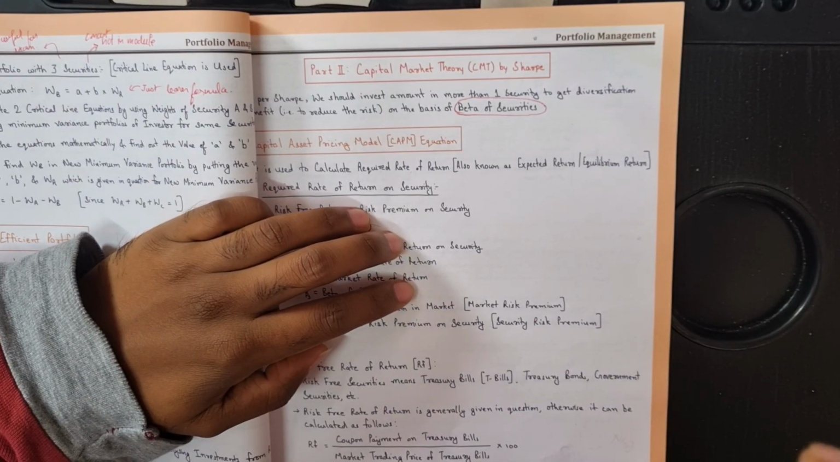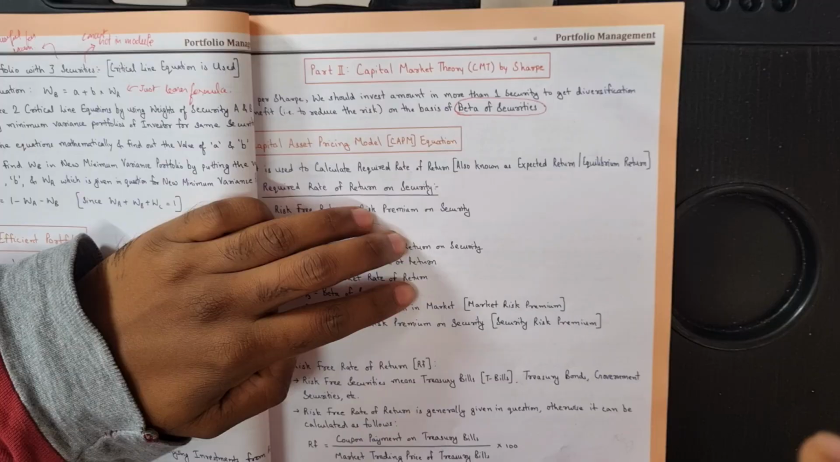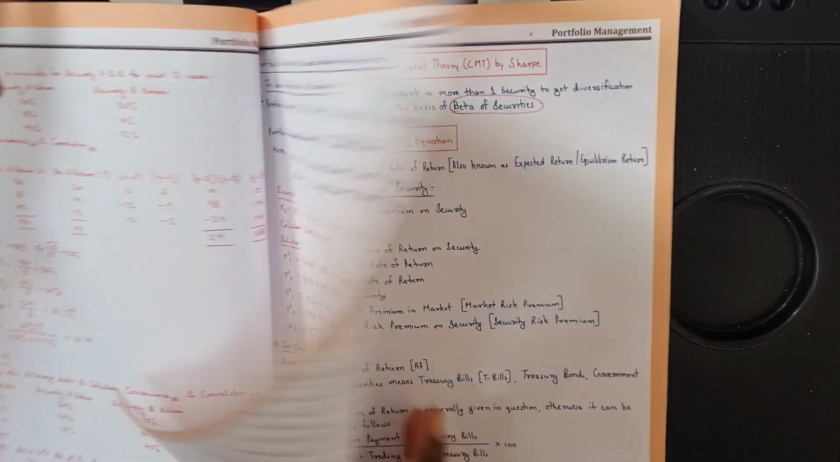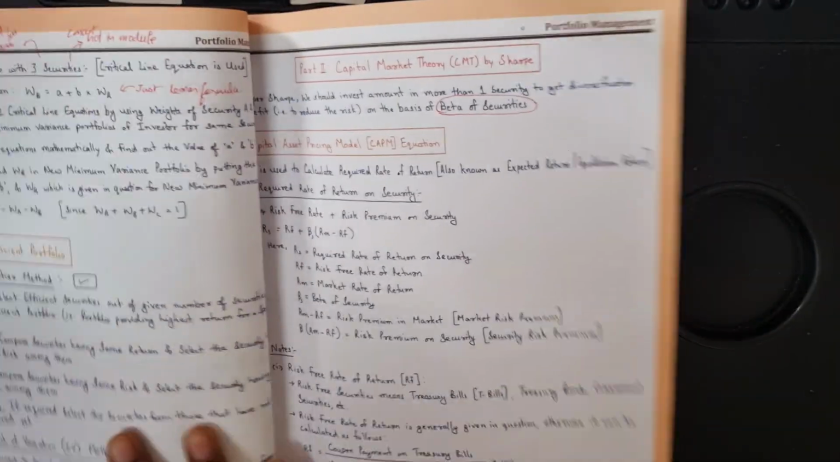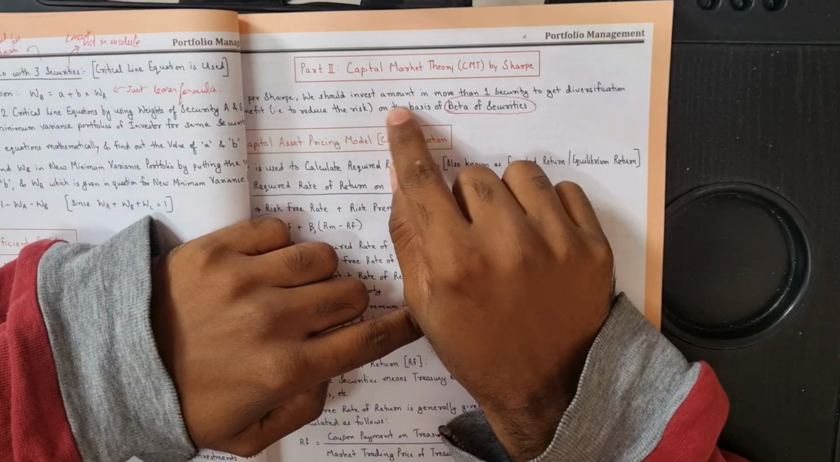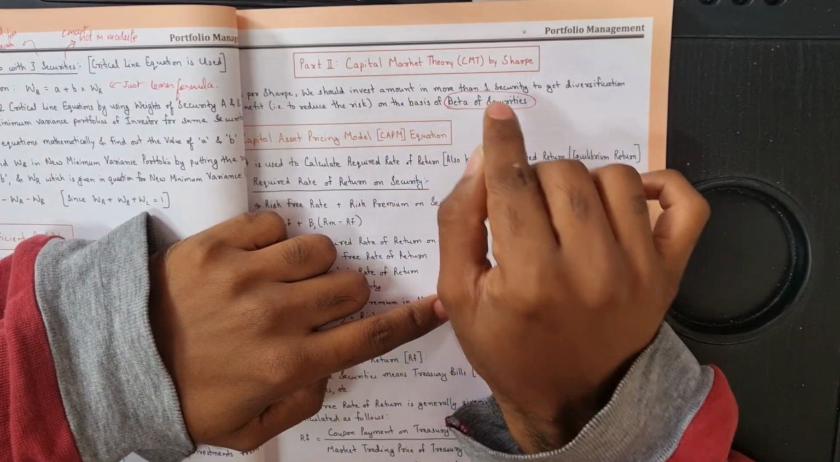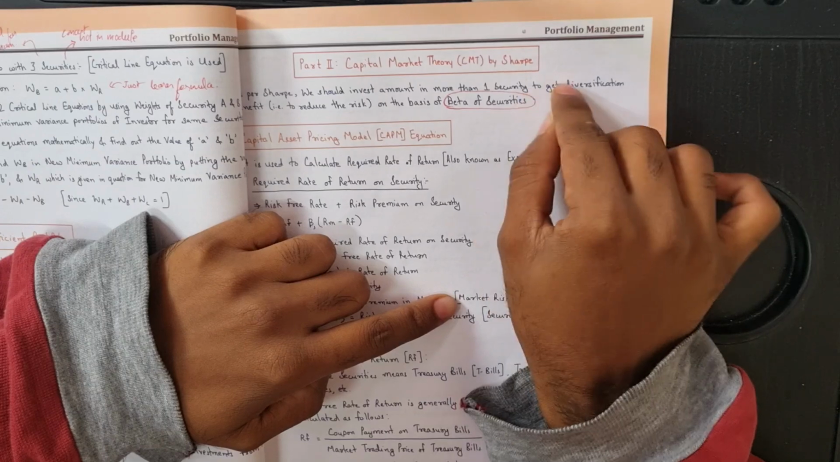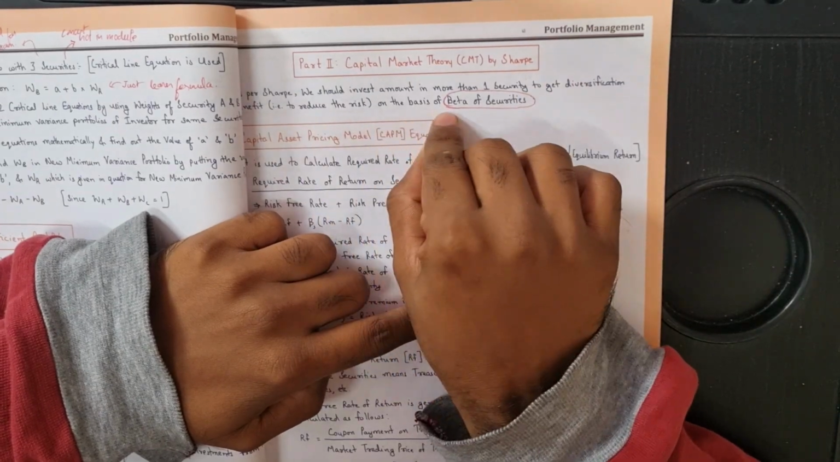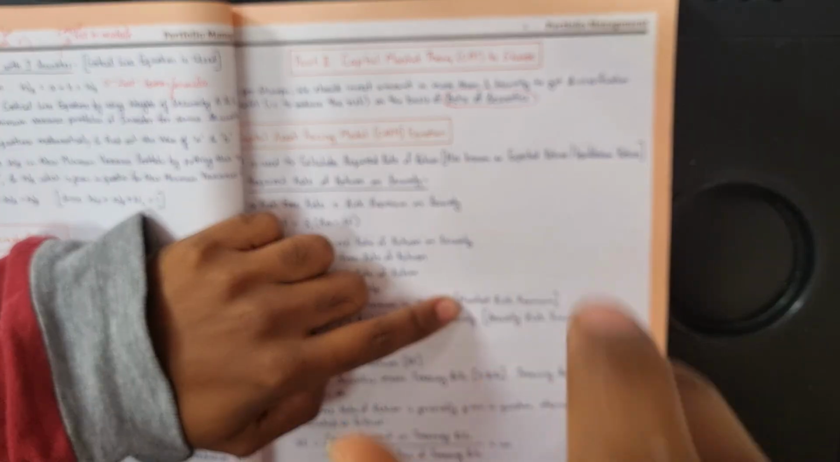In Markowitz theory, what Markowitz said is that we should invest amount in more than one security to get diversification benefit on the basis of correlation between securities. That was MPT theory.